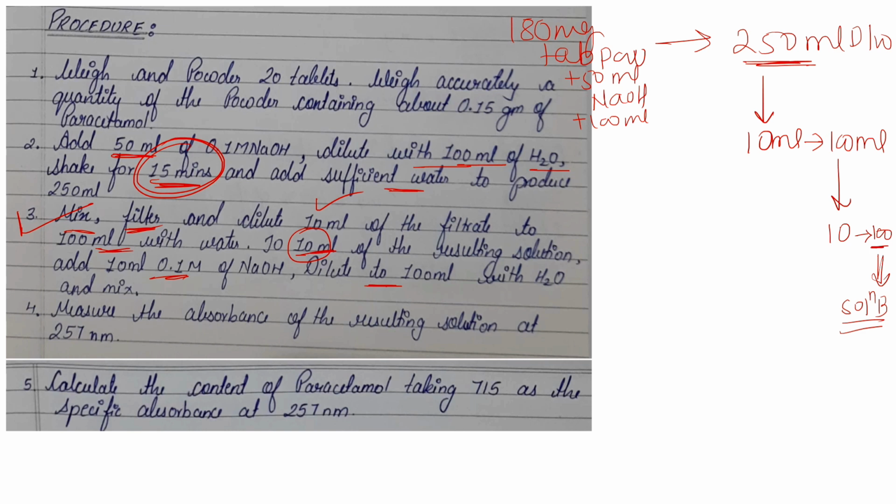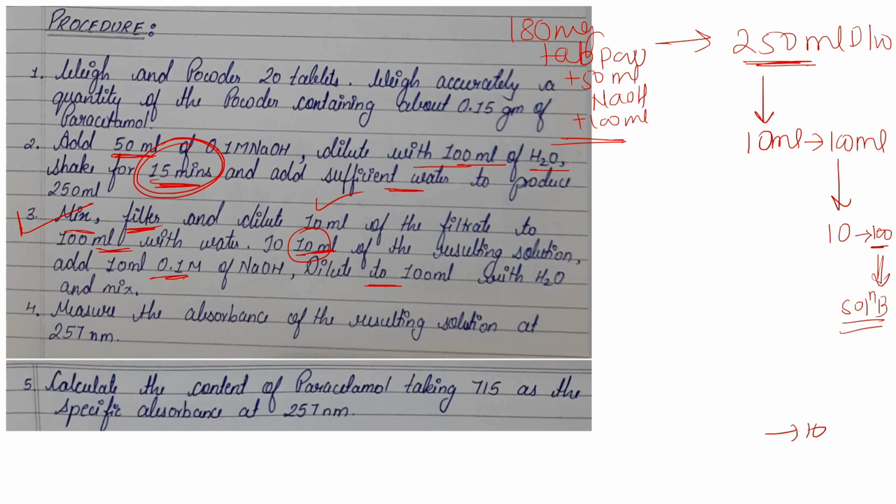See, during your practicals, you may not be following the same procedure. Maybe your instructors can make some modifications in the procedure, like this 180 mg tablet powder. Maybe they will ask you to make up the volume to 100 ml, then 1 to 10 and then 1 to 10. So this is basically to save the amount of solvent, but the dilution, if you see, will be in the respective proportion only. Okay, so let me go according to this procedure here, which is given in IP.